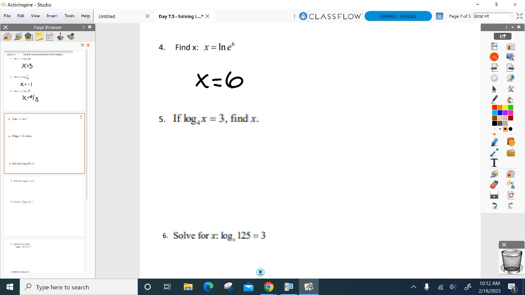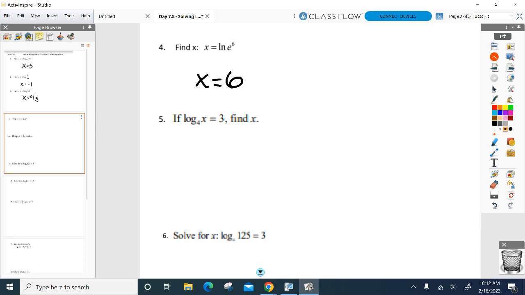Now we have to do some work on our own. Ready? All right, number 5. I'm going to admit something right now. I have no idea how to solve that. No idea. In fact, I don't even know how to solve log equations. You know what I do know how to solve, though, and you do too from the last 4 days of class, is anything with an exponent. You know how to solve those.